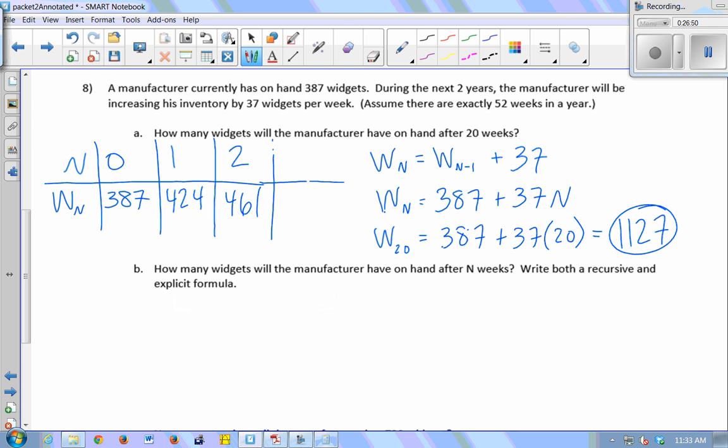And I actually answered part B before part A because I used the formula to answer for 20. So this is the recursive and the explicit formula for how many widgets there are after n weeks. Sometimes it might be handy to write the formula first. Some people prefer to do it after. Some people prefer to do it first.